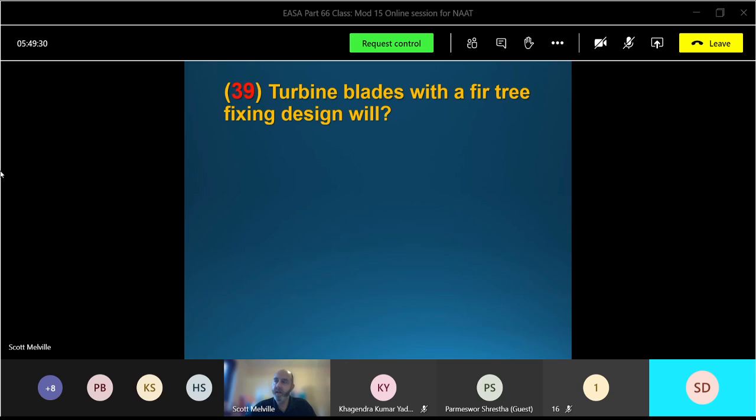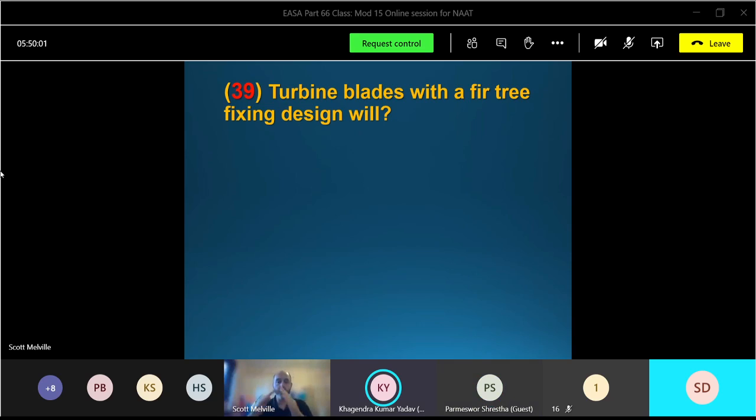Less stress. So, if you can picture the fir tree design of the root of the blade, it's like a triangle shape. Why is it with little serrations on it? Why not just have one big wedge or one line to slot into a disc? Why do they design the bottom of the blade root to slot into the turbine disc that shape? Distribute the load equally. Perfect.